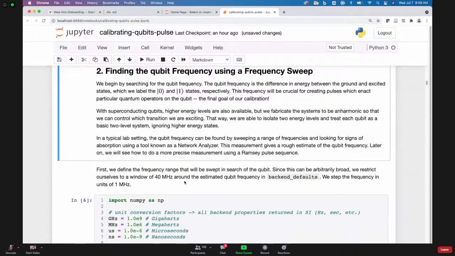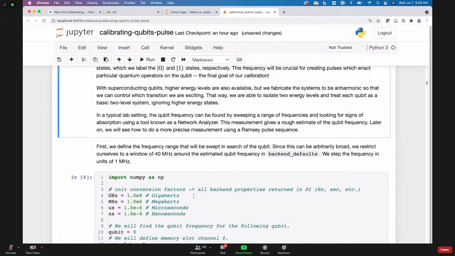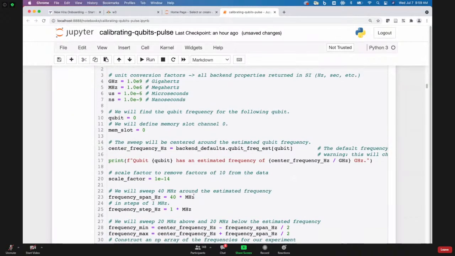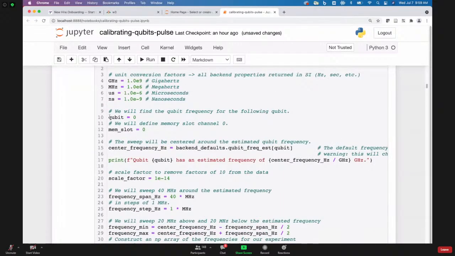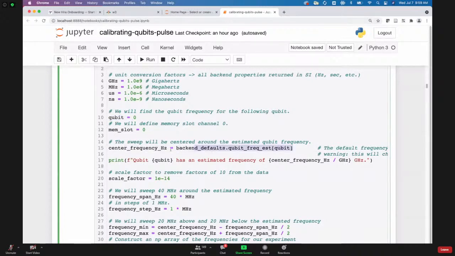So this is the thing that I sort of skimmed over at the very start. To do this, what I'm going to do is set up an experiment. I'm just going to be driving qubit 0. I'm going to take the center frequency. So this is already calibrated.